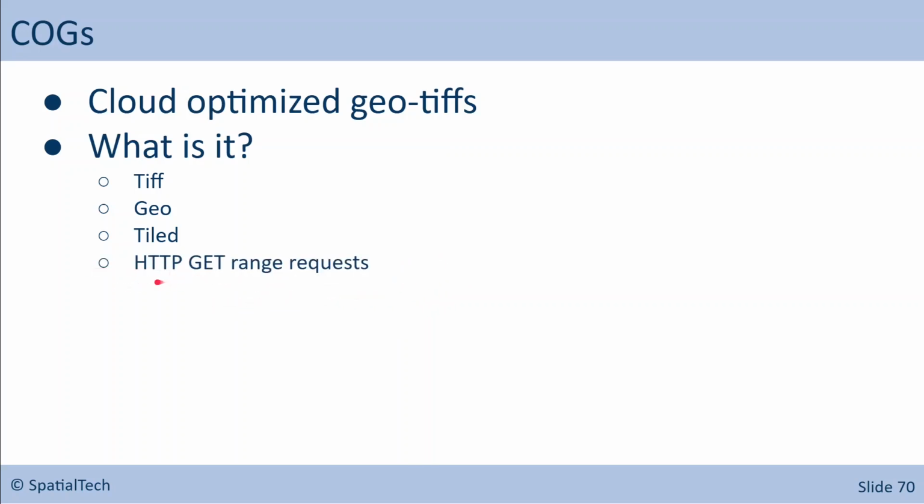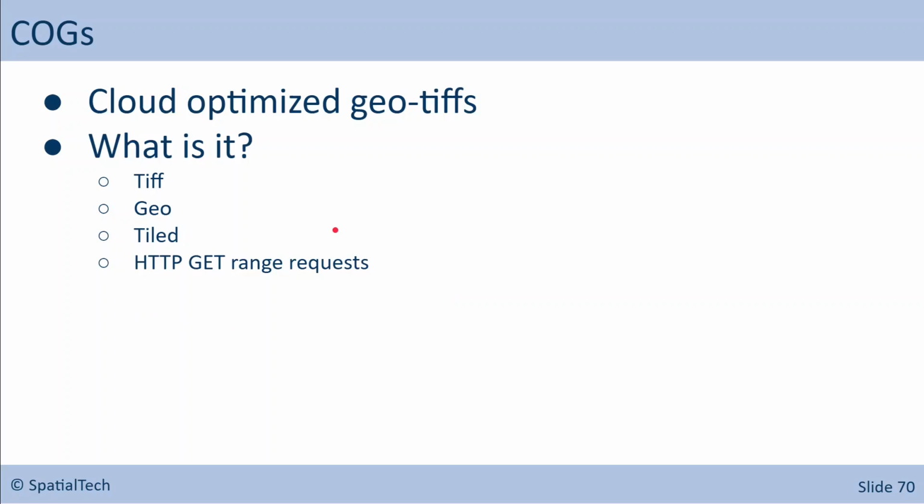And then the whole idea is because it's tiled, you can take advantage of HTTP GET range requests. So just get me the data in between these two points, like Xmin, Ymin, Xmax, Ymax, and that would be the concept. But there does have to be some internal tiling scheme. So what it usually has to do is reorganize the TIFF and chop it up.